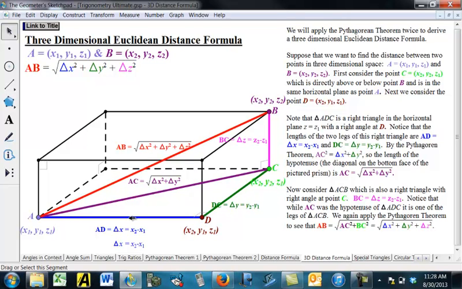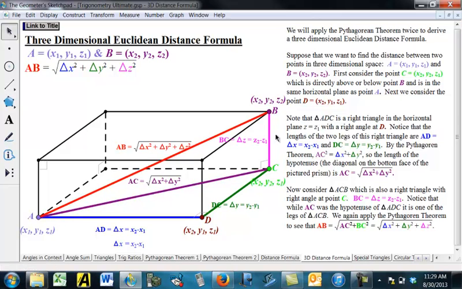But the length of this side is the absolute value of delta x, so it's x2 minus x1. This is delta y, y2 minus y1, absolute value for the length. And so by the Pythagorean theorem, or the distance formula that we just did, we get the square root of delta x squared plus delta y squared. Now, that's the hypotenuse for this triangle.